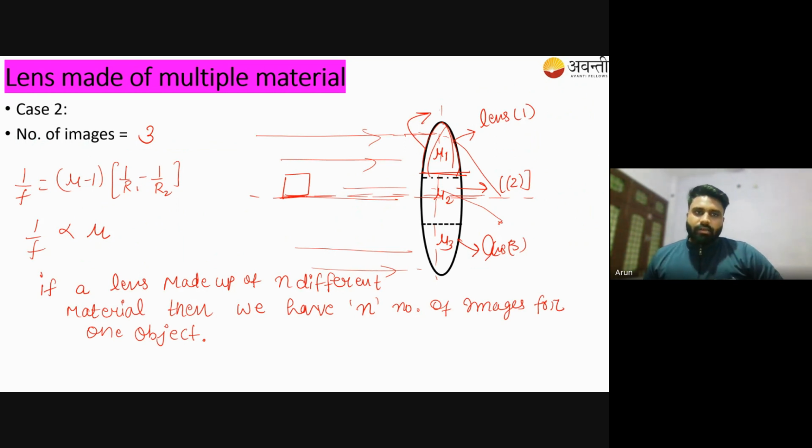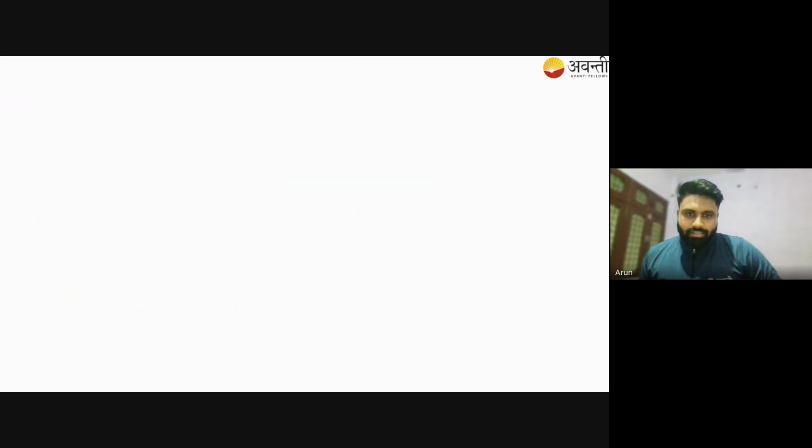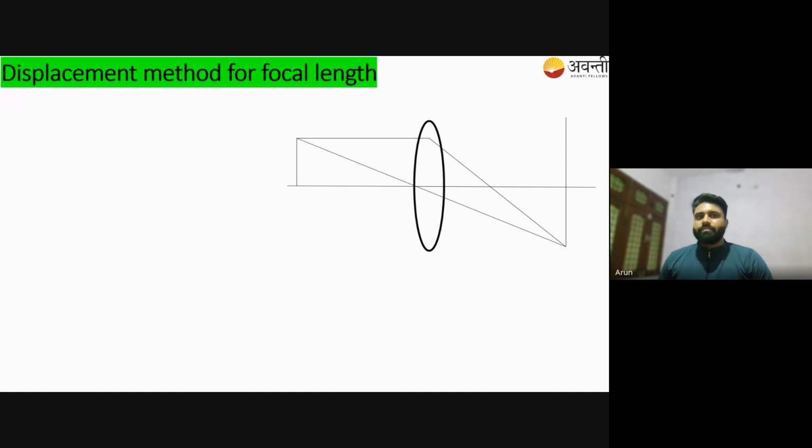Got it? I hope you are clear with this concept. Now, move on to the next concept, that is the displacement method for finding the focal length. In this, this is a practical method also. It comes under experimental physics, experimental ray optics. So how is it going to happen?